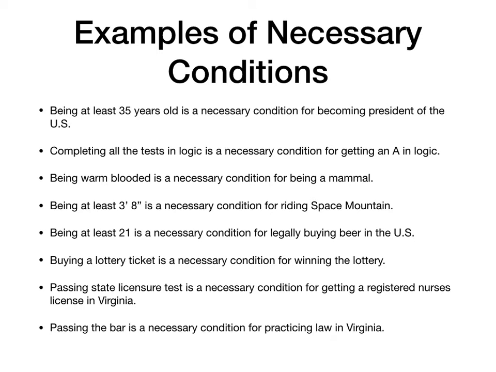Buying a lottery ticket is a necessary condition for winning the lottery. Passing the state licensure test is a necessary condition for getting a registered nurse's license in Virginia. Passing the bar is a necessary condition for practicing law in Virginia. Now, you usually won't see it written like this, right? In ordinary language, they'll say, well, you must be 35 years old to become president, right? That'll be a way, I forget how the Constitution puts it, but you'll see something like that. Or you have to do all the tests to get an A in the course. Or you might see something must be warm-blooded to be a mammal.